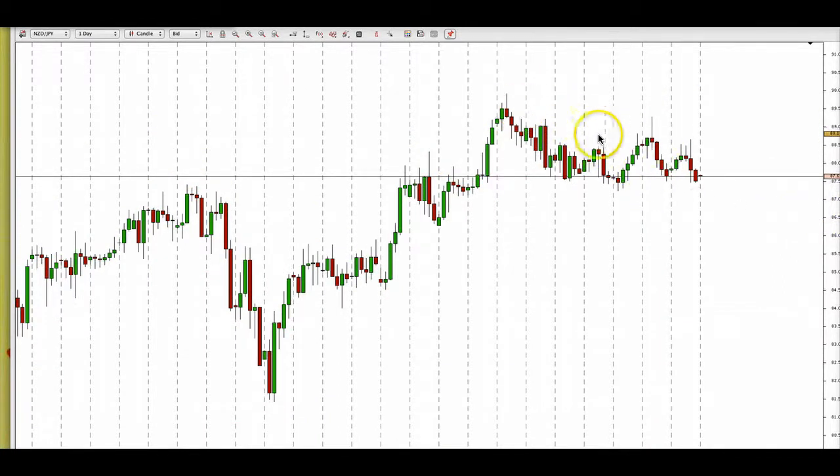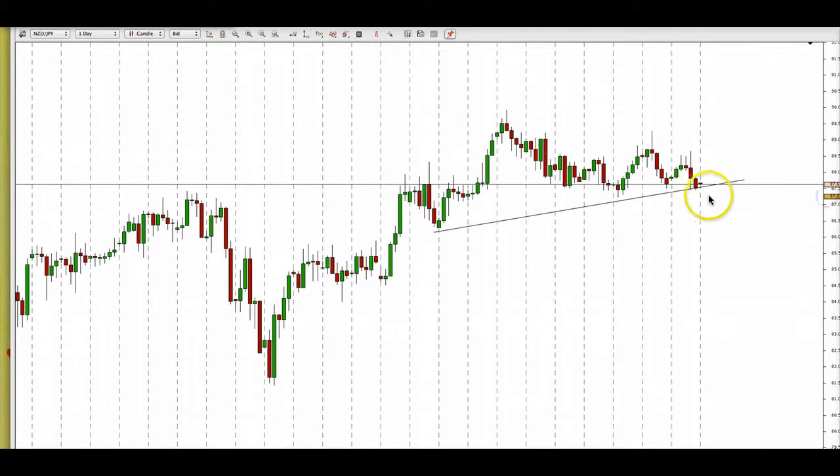And we have lower lows now and lower highs. So let's draw a trend line. So we're still short. Now this is a very strong support level, but I believe that the New Zealand yen is going to continue to sell off. So we'll have that Sunday to Monday retracement.